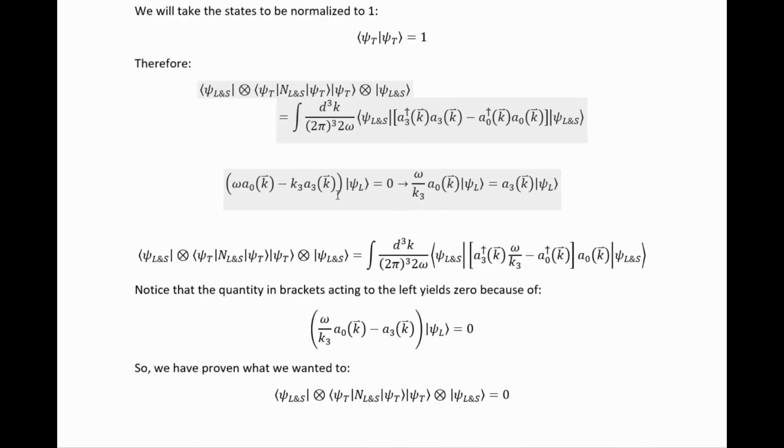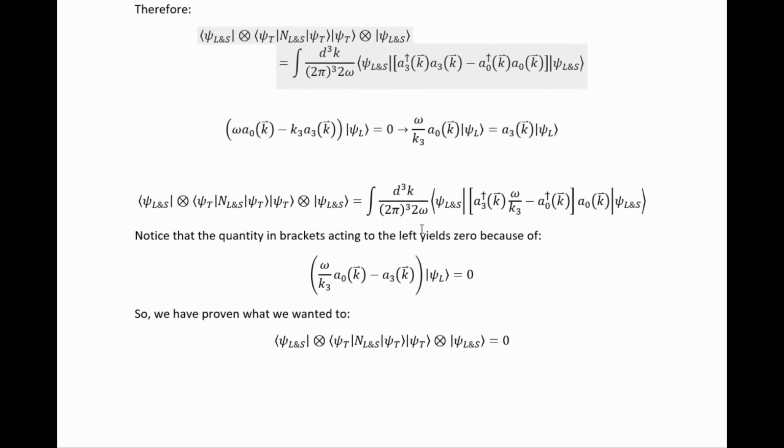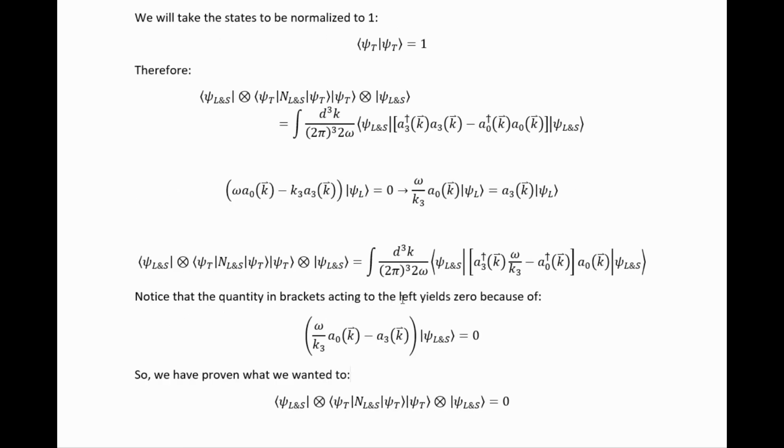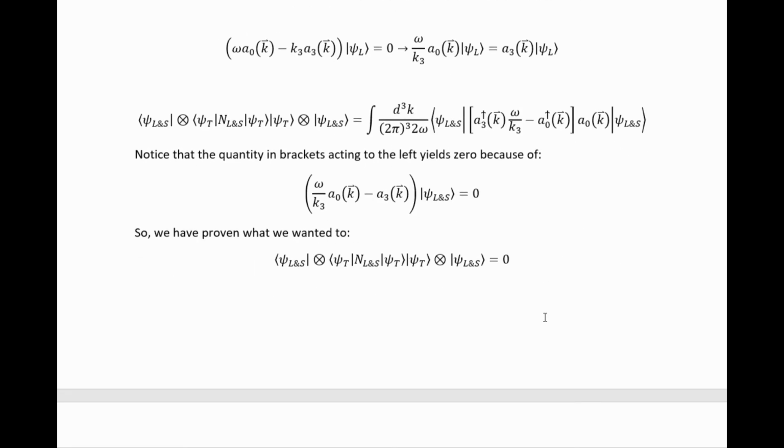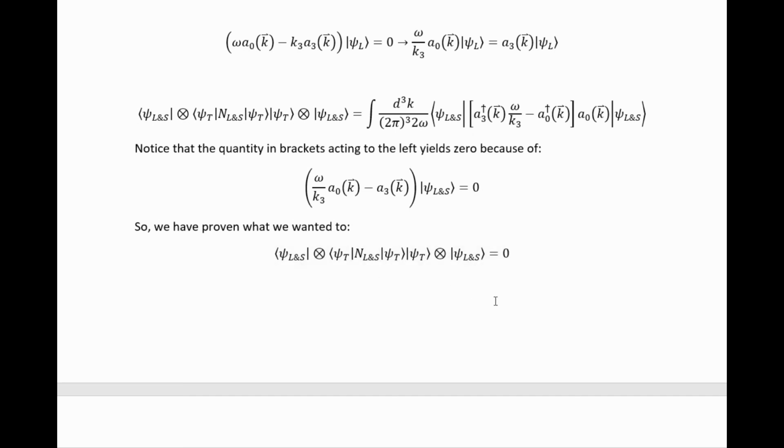Then we can use the physical state condition we got here to arrive at this relation, which we can then use to rewrite this value for the expectation value like this. Notice that the quantity in brackets acting to the left yields 0 because of this relation. And the reason why that is, is because these creation operators behave like annihilation operators when they act to the left. So we see that the physical state condition does in fact ensure that this expectation value is 0, as we needed it to.